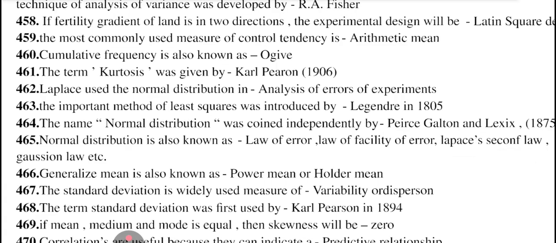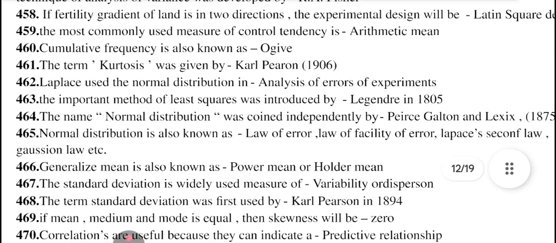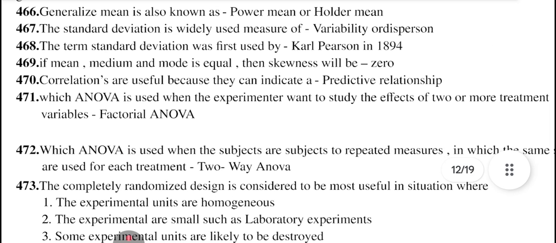Here, remember, normal distribution is also having many other names. Generalized mean is also known as power mean or Holder mean. Standard deviation is widely used to measure variability. The term standard deviation was first used by Karl Pearson in 1894. If mean, median, and mode are equal, then the skewness will be 0.